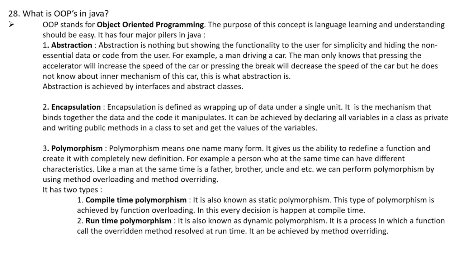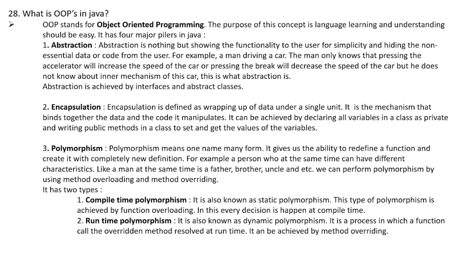Third, polymorphism. Polymorphism means one name many forms. It gives us the ability to redefine a function and create it with a completely new definition. For example, a person who at the same time can have different characteristics, like a man at the same time is a father, brother, uncle and etc. We can perform polymorphism by using method overloading and method overriding.